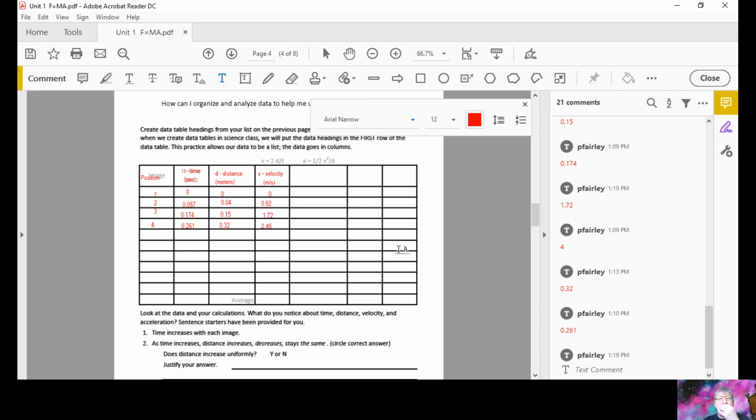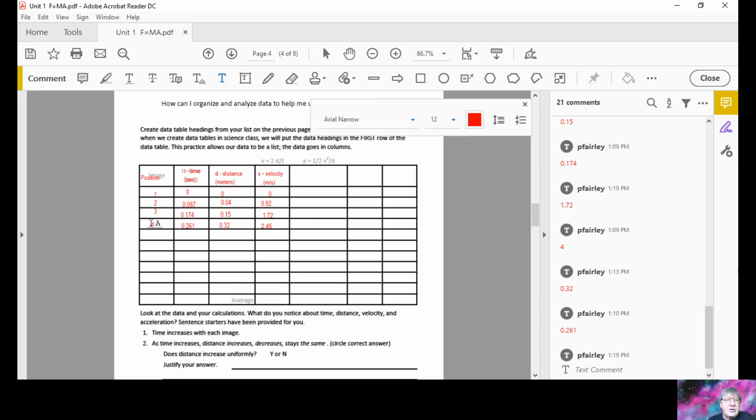2.45 meters per second. Wow, let's just look at this data for a minute. What's happening? The velocity went from 0 to 0.92 to 1 point... It looks like the velocity is getting bigger, doesn't it? Does that mean the ball is falling faster and faster? Or does it fall at a constant speed? Sure looks like it's falling faster and faster.